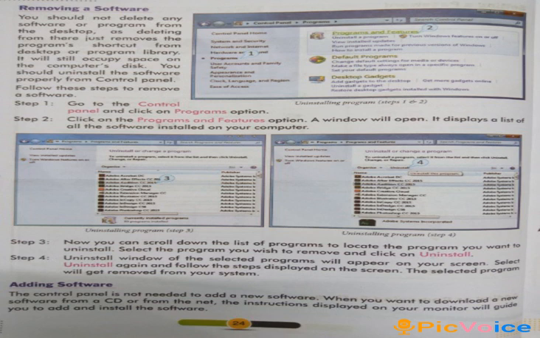To remove a software, we should follow the following steps. Step 1, from the control panel, click on program option. Then step 2, click on the program and features option, and a window will open. This window displays a list of all the software installed on the computer.